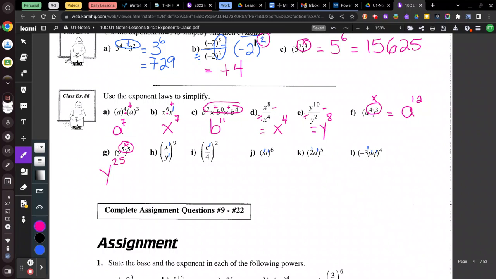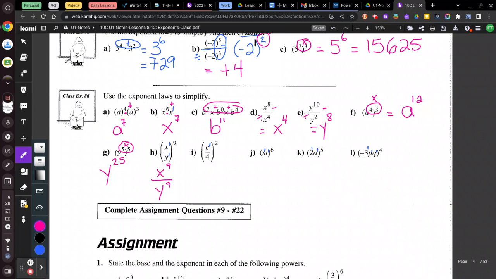And again, I drew in the hidden ones. The outside exponent is always multiplying to the inside exponents, to all of them. So it's going to give the top numbers and the bottom numbers. So I'm going to have X9 over Y9.